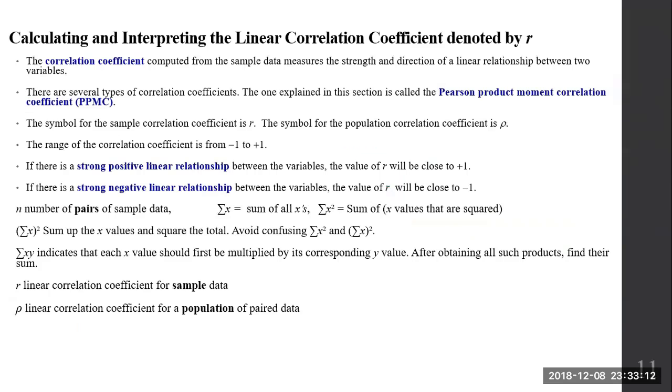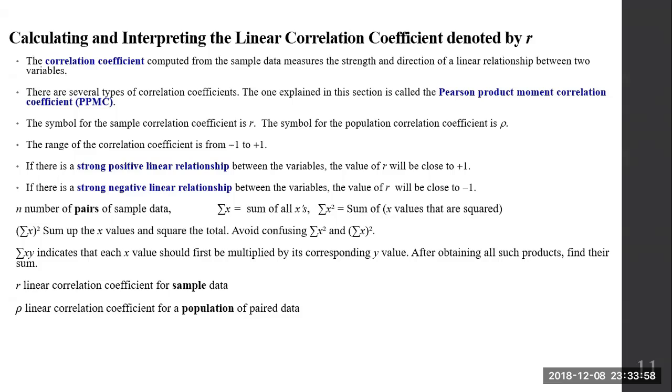The correlation coefficient computed from the sample data measures the strength and direction of the linear relationship between two variables. There are several types of correlation coefficient. The one explained in this section is called the Pearson product moment correlation coefficient, which is known as PPMC. The symbol for the sample correlation coefficient is R. The symbol for the population correlation coefficient is rho. The range of the correlation coefficient is from -1 to +1.